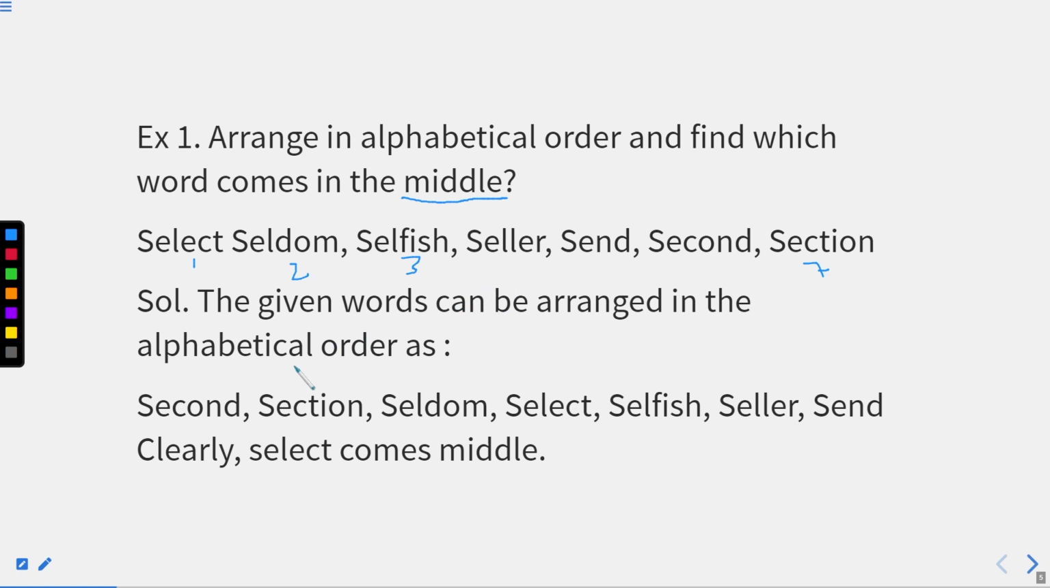So accordingly, if we start arranging them in a sequential order, the first word that will appear is second. The second word is going to be section. The third word is going to be seldom, and the fourth word is going to be select. The fifth word is going to be selfish, then seller, then send. So it is clearly indicated that if we have the first three words here and the last three words here, the remaining word at the center is select. So this is going to be your answer.